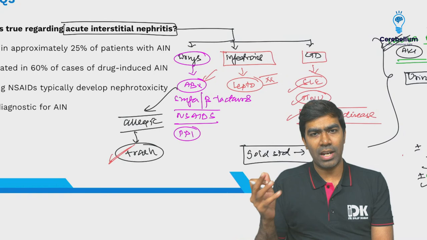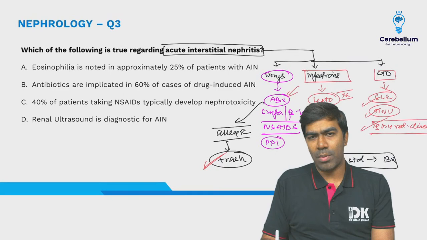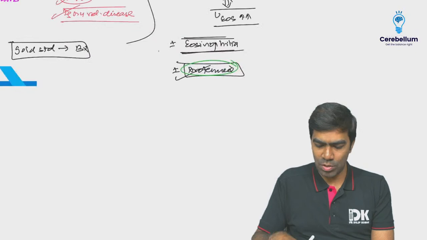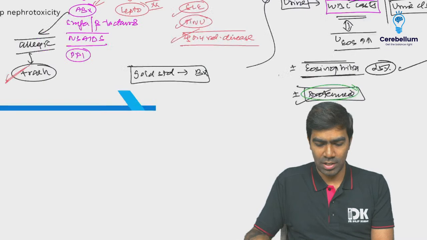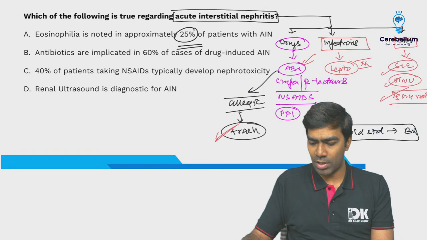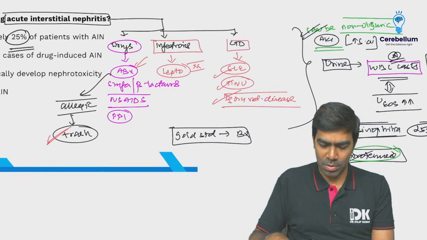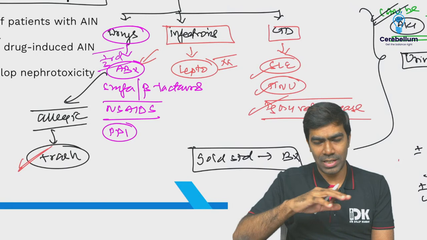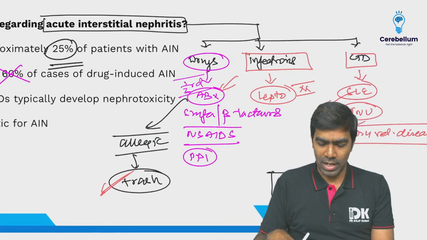So option A, eosinophilia is noted in approximately 25% of the cases. That's correct. I told you patients can have plus or minus eosinophilia, which is seen only in 1/4 of the patients, 25% of the patients. Option 2 states antibiotics are implicated in 60% of the cases of drug-induced AIN. No, that's wrong. Among the drug-induced causes, antibiotics are responsible for 1/3 of the cases. All these are basically Harrison statements, straight lines from Harrison, nothing more than that. So 1/3 of the cases of drug-induced AIN will be due to antibiotics, not 60%.